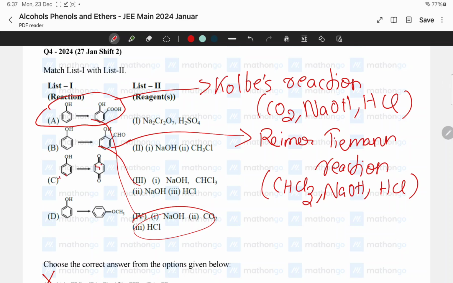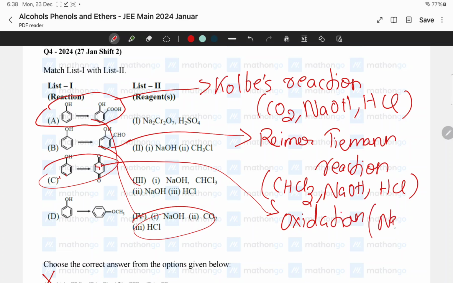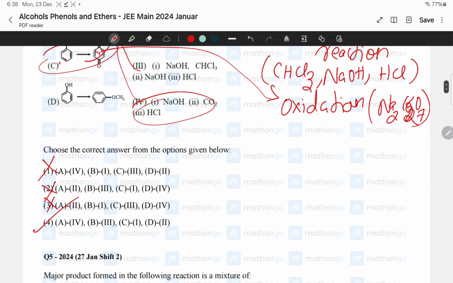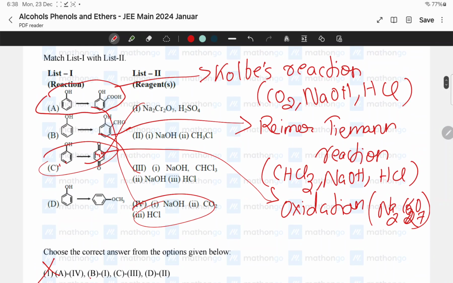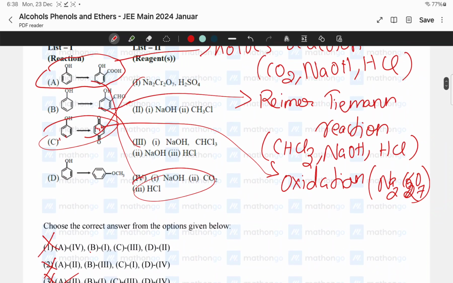For C, the reaction is given on page number 213 of your NCERT textbook: oxidation using Na2Cr2O7. So C will be 1. The last one is conversion of alcohol to OCH3, using NaOH and CHCl3. It's given in the preparation of ethers, the preparation of anisole.